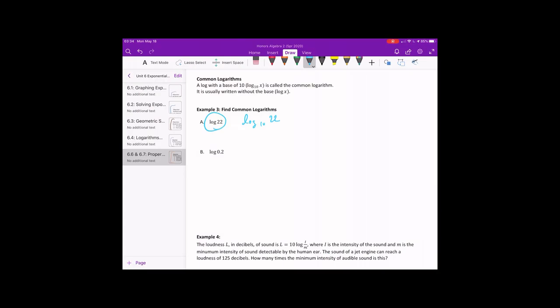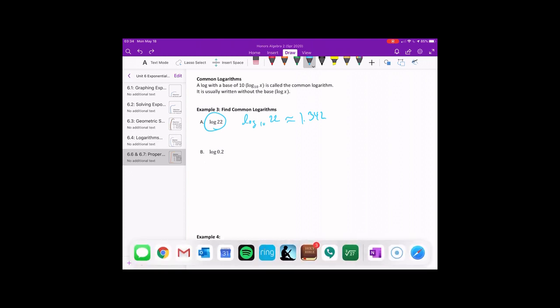So if I do log of 22, we see that it is 1.342. And again, it's nothing crazy here. So this is approximately 1.342. We can do the same with our second example here. Log of 0.2, and again, that just is base 10.